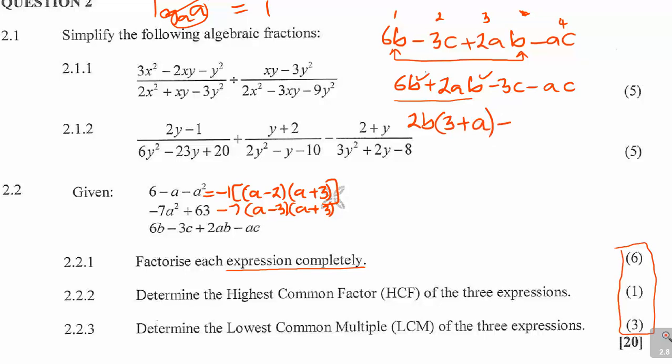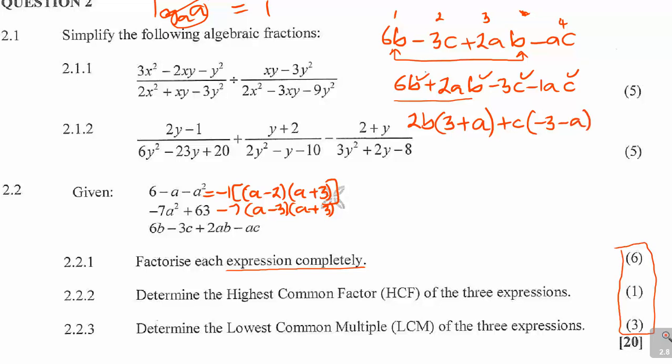Now plus, always take out a positive first. You can see it's only c that is common because 3 and there's a 1 there. So there is no common number there. So you take out a c, take out a plus at first. Now c into negative 3c is minus 3. And then c into negative ac, the c cancels, the c is minus a.